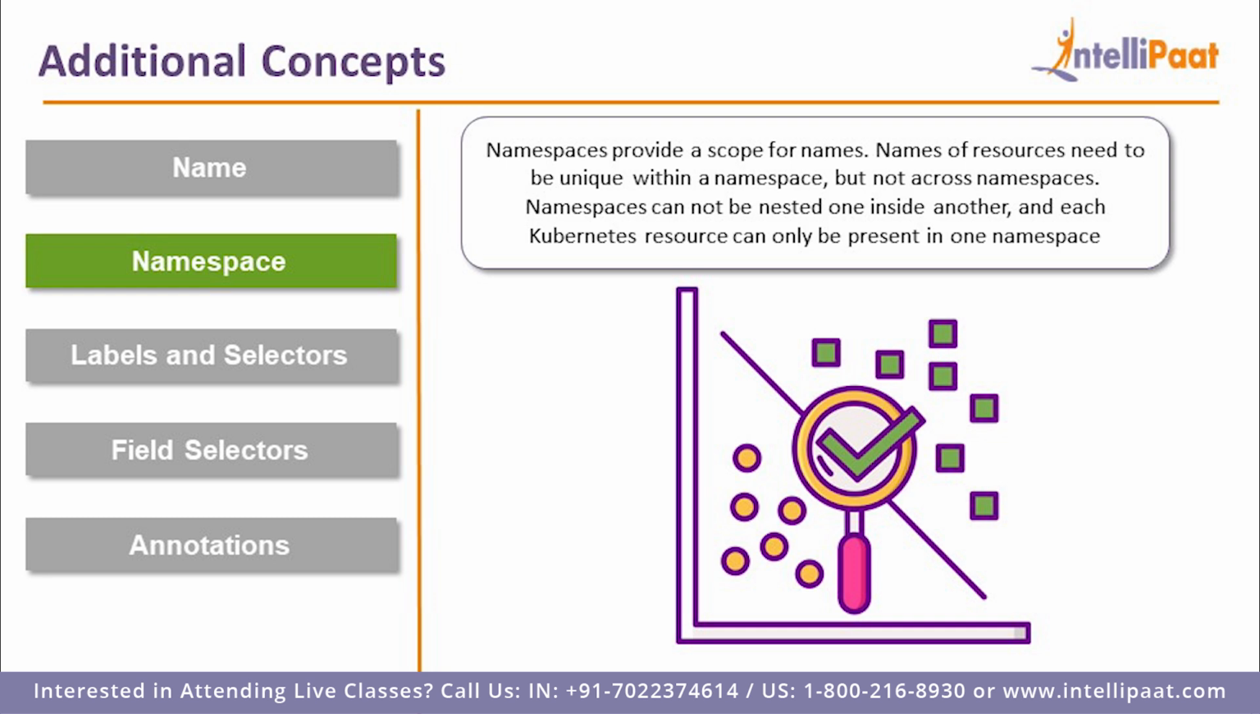I can have only one kind of Nginx deployment in the namespace default. Let's say if I had to create another Nginx deployment with the same name, the one way I can do that is either I have to delete the old object and create a new one in the same namespace, or I can change the namespace and create it somewhere else. That is the way it can work. Namespaces cannot be nested inside one another, and each Kubernetes resource can only be in one namespace. So that is another very important fact.